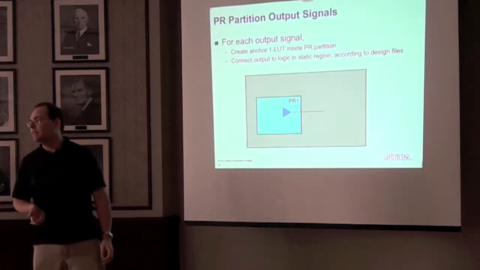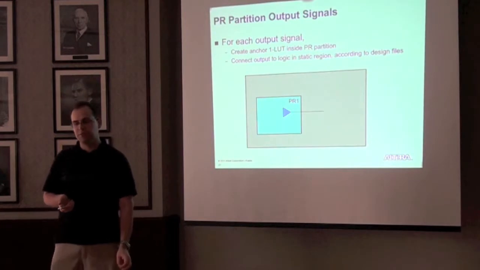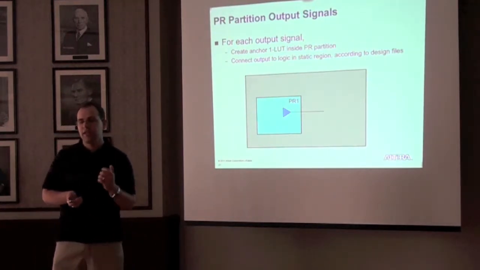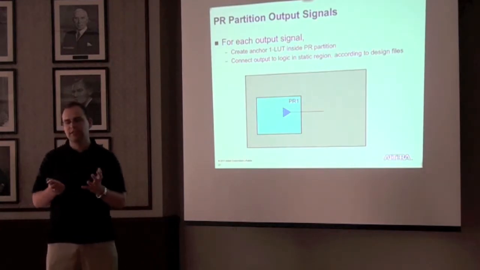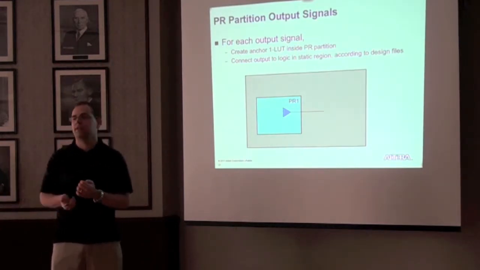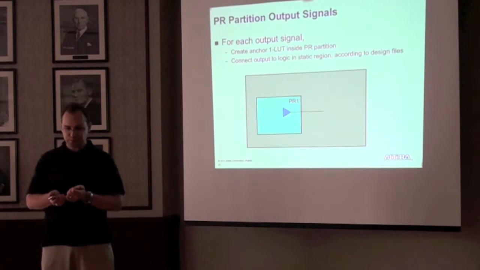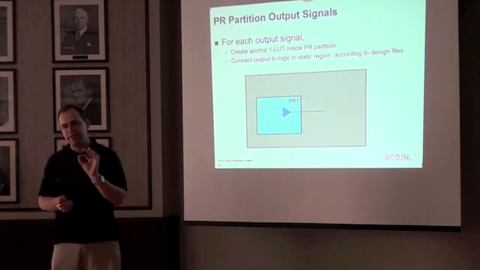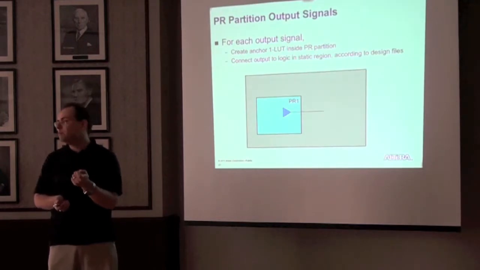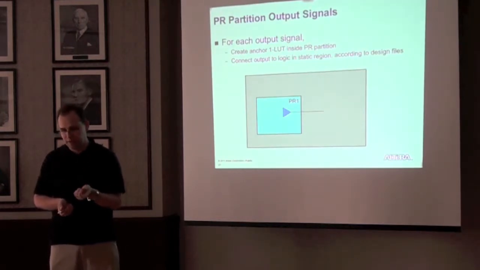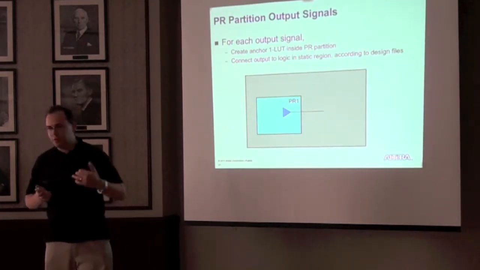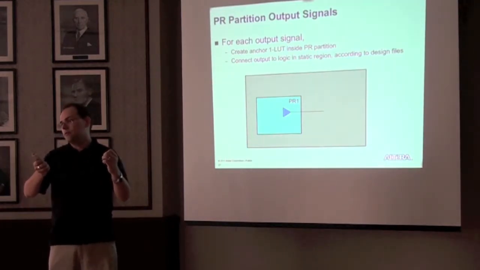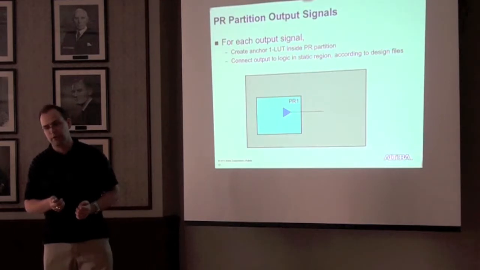So on the output side, a similar technique is used, but it's much simpler. We create an anchor 1-input LUT inside the PR partition and connect that output logic to the static region according to whatever the HDL files say. And similarly, the incremental compile process ensures that LUT will be in the same spot from compile to compile to compile. So what this means, as a corollary, is that if you want to just have a pass-through, you are going to go through 2 LUTs inside every PR partition.